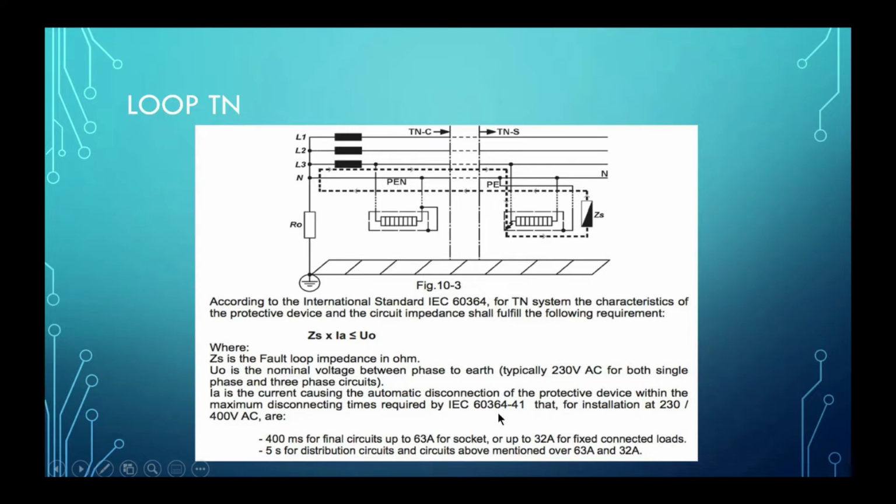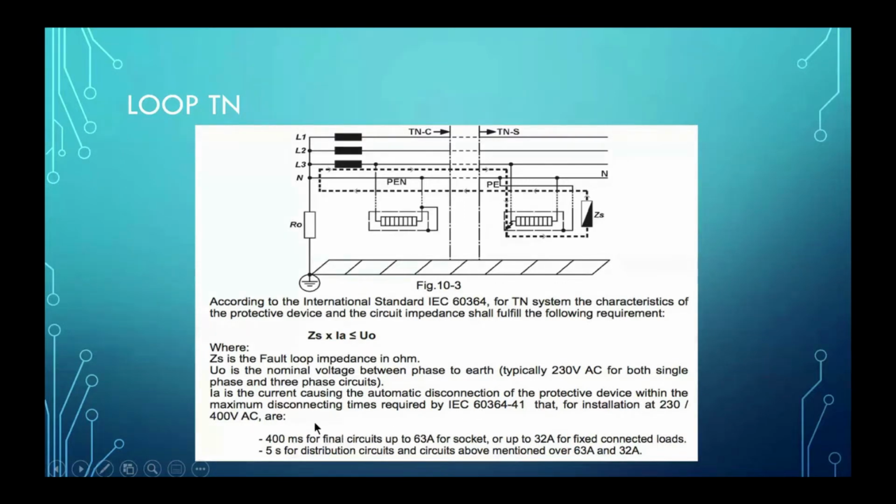In this condition, to meet the safety requirements, they must trip in 400 milliseconds or less for the circuit up to 63 amp socket or up to 32 amp fixed connected load, or 5 seconds for the circuit above 63 amps or 32 amps. This is a standard you must follow.